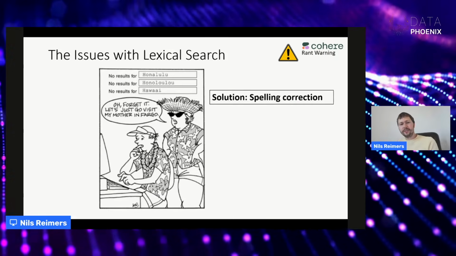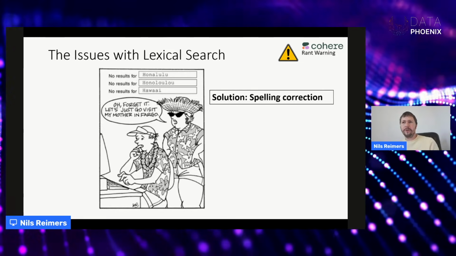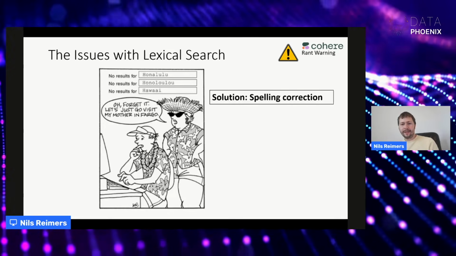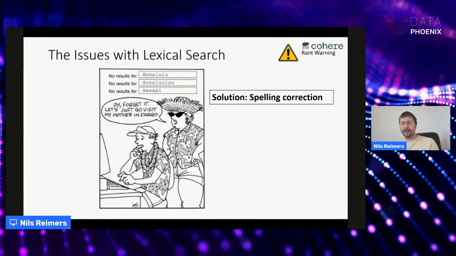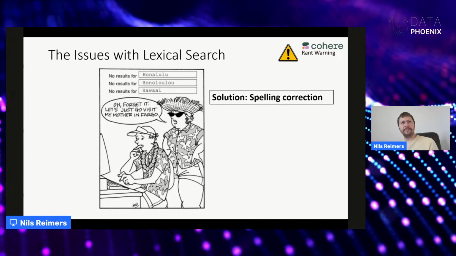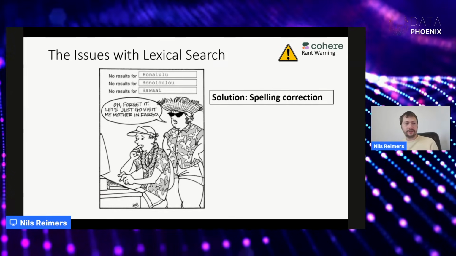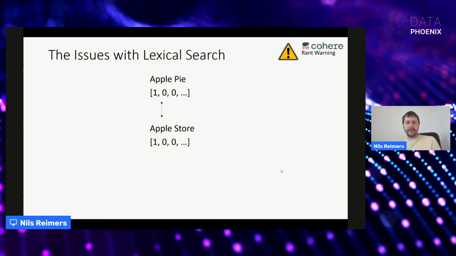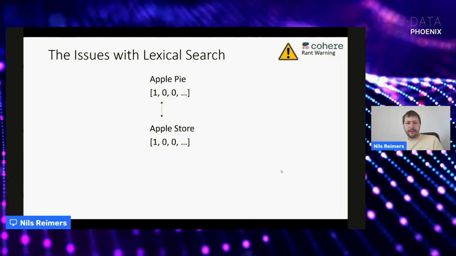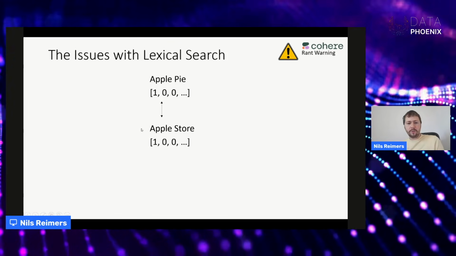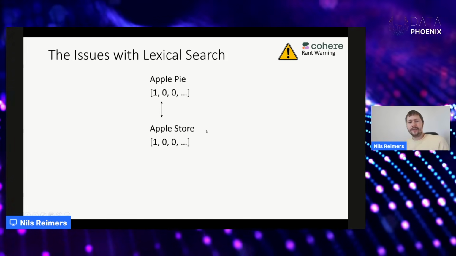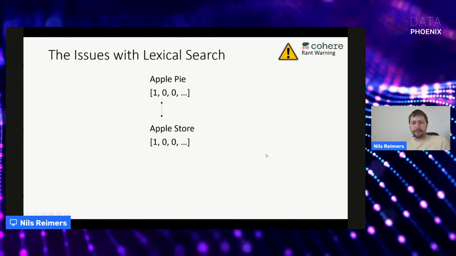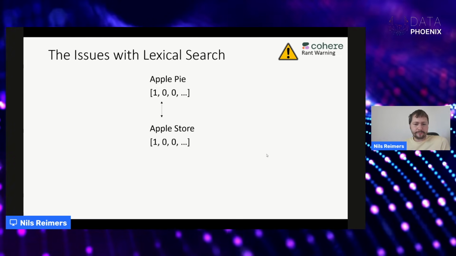Again, what you do in traditional lexical search is spelling correction. We all know this from Google search: Did you mean? And then it gives you the right spelling for Hawaii or Honolulu. So that's a common setting. But again, how to set up the spelling correction, how to maintain it, how to add new words to it, that can always be a challenge. And then the final issue is that words can be ambiguous. The word apple can either refer to the fruit, as in an apple pie, or to the company, as in an Apple store. And here the model, because both are mapped to the same position in the vocabulary, is not able to differentiate this.